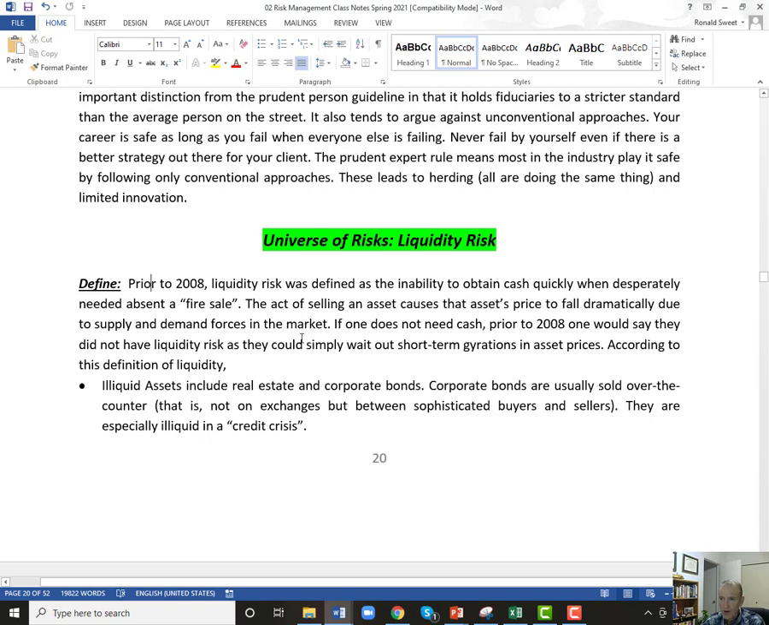So I'll talk about what it means since 2008 a little bit later, but prior to 2008, an illiquid asset would be something like real estate, even corporate bonds. Corporate bonds are more liquid than real estate, but not as liquid as stocks and treasuries. They're usually sold over the counter, so you can't just call up your broker and say, I want to sell $15 million of this bond. You have to find who wants to buy it. It's sophisticated buyers and sellers, brokers, people setting up the trade.